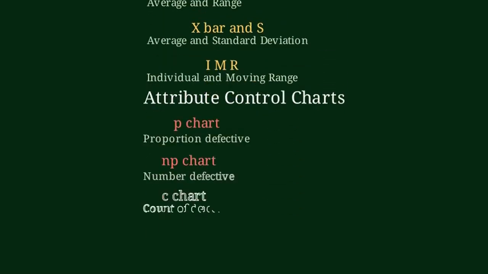Now, attribute control charts. The P-chart tracks the percentage defective. The NP chart tracks the count of defective items when the sample size is fixed. The C chart counts total defects on one item. The U chart tracks defects per unit when the unit size changes.